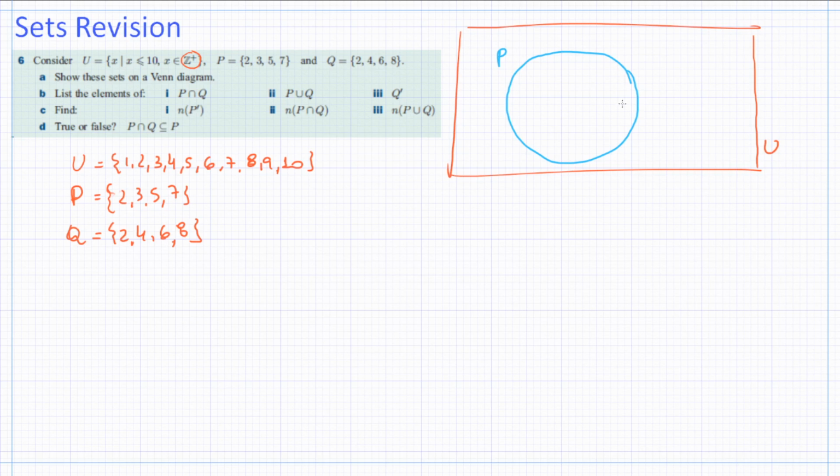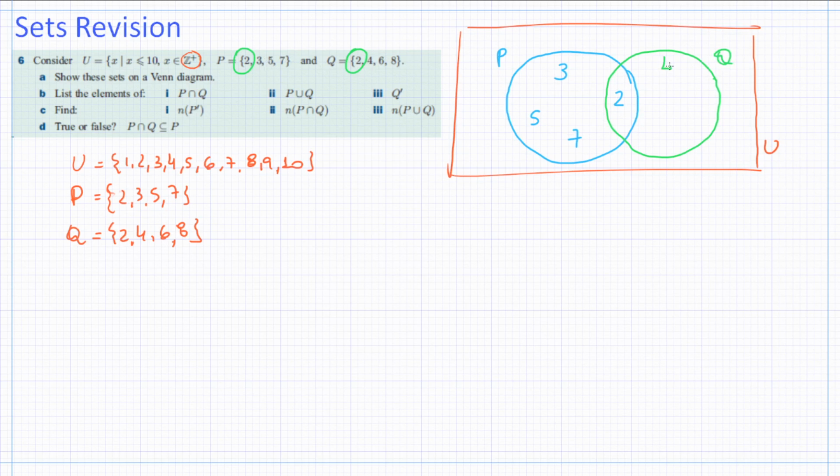So P, that's my set P. What's inside of P? 2, 3, 5, and 7. Now, let's look at set Q. Does P and Q have anything in common? Well, they have this 2 in common, so they would have to share that element. That's the only thing that they have in common, by the way, isn't it? 4, 6, and 8, 3, 5, and 7, so that's the only thing that they have in common.